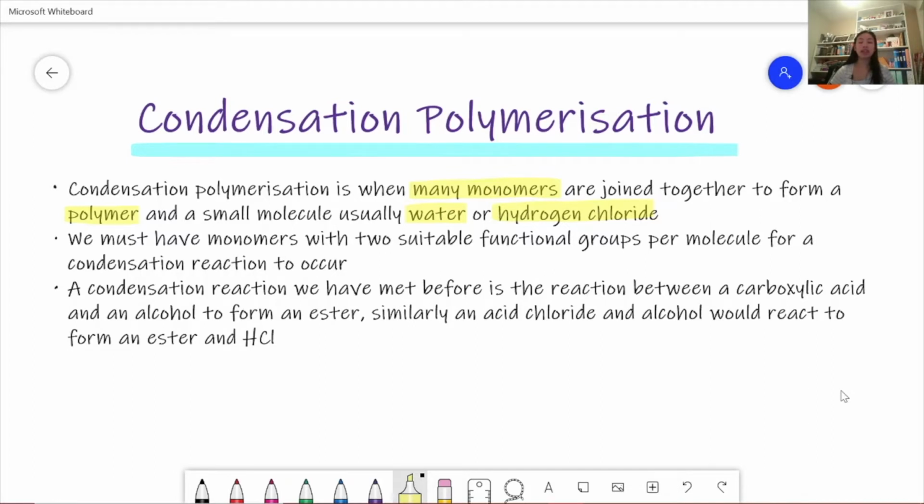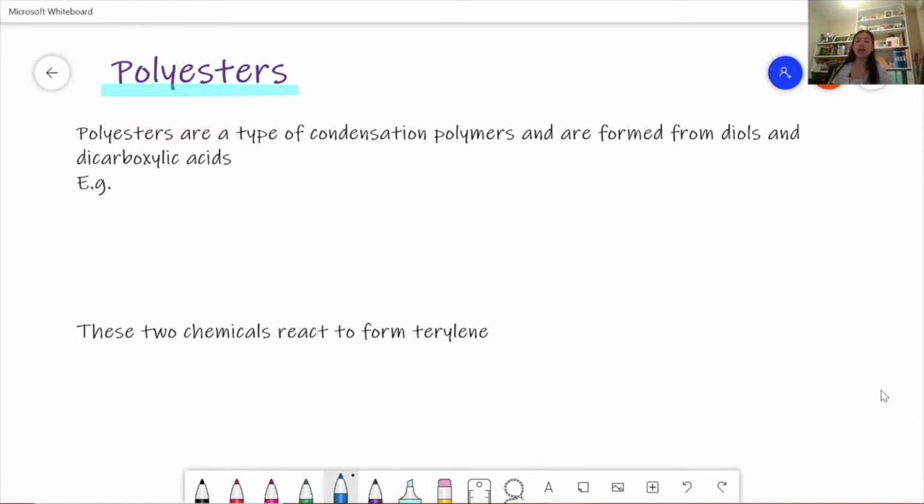Similarly, we've seen the reaction between an acid chloride or an acyl chloride and alcohol. And these react to form an ester and HCl. So this is also a condensation reaction. So now we're going to talk about polyesters. And polyesters are a type of condensation polymer, and they're formed from diols and dicarboxylic acids.